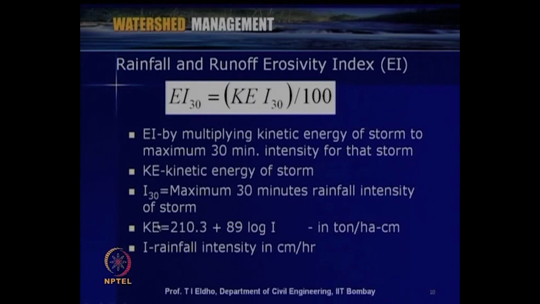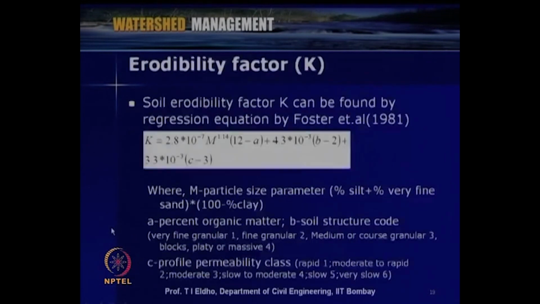We can write the kinetic energy of the storm as 210.3 plus 89 log I, where I is the rainfall intensity in centimeter per hour. So, using this equation we can find out the erosivity index EI.